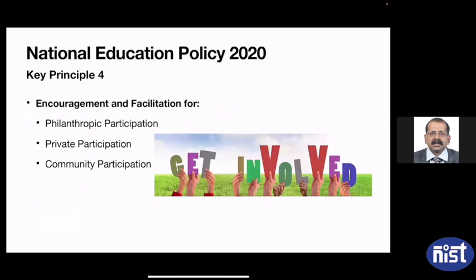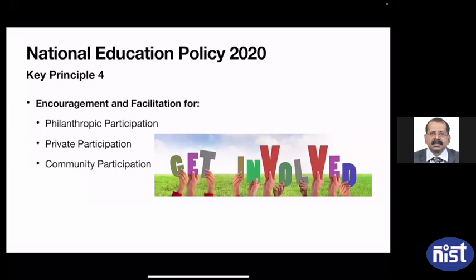Then there is encouragement and facilitation for philanthropic participation, for private participation, and community participation. In fact, the policy goes into detail and talks a lot about commercialization in education. And what it says is that even if any extra revenue is generated from a particular school or university, it should not be used as a means to generate more wealth for individuals or for a group, but it should go back to the education sector.